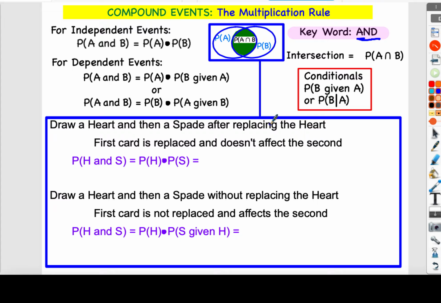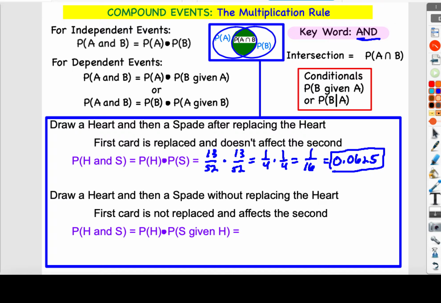Well, the probability of a heart: there's 13 hearts out of that 52 card deck. There's also 13 spades. And because we're going to put that heart back, it will still be a 52 card deck. So the probability of a heart and a spade, we're just going to multiply those. Essentially 1/4 times 1/4 is 1/16, or basically 0.0625. Again, we can represent that either as a fraction or decimal.